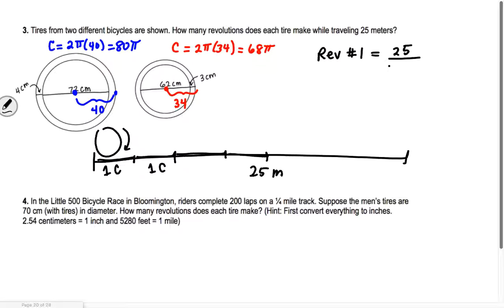Well, our circumference of the first one was 80 pi. Oops. So be careful when you put this in again. When you have 80 pi, you have to put that in parentheses because otherwise it's going to divide your answer by 80 and then take that whole result and multiply by pi. It does order of operations. So we want 25 divided by parentheses 80 pi.